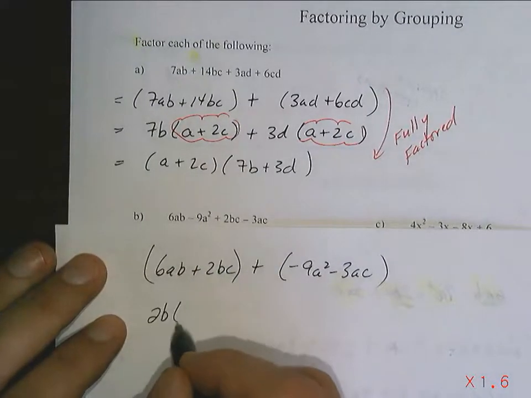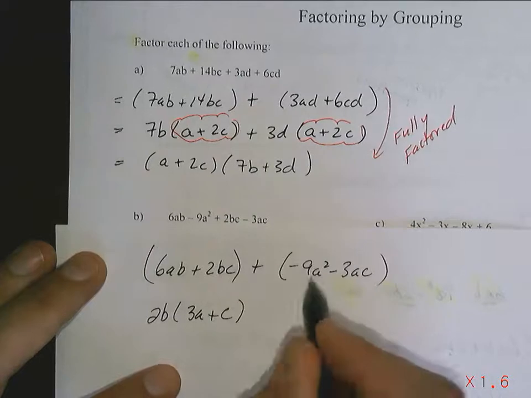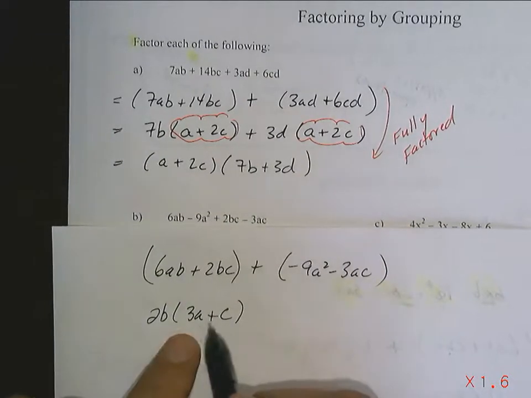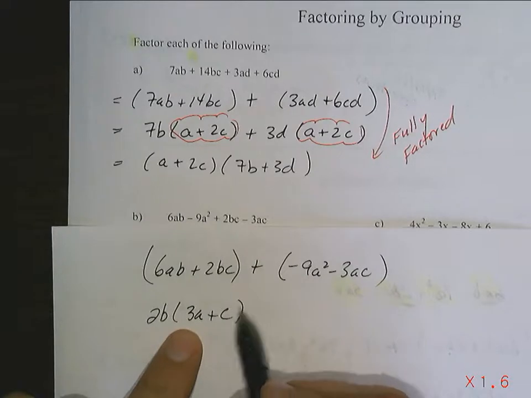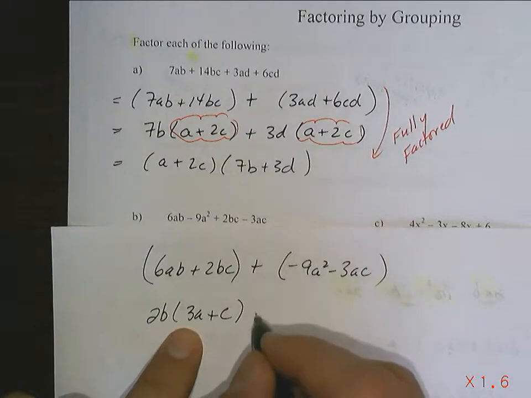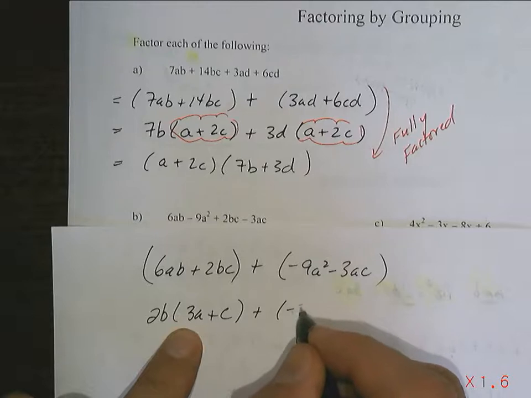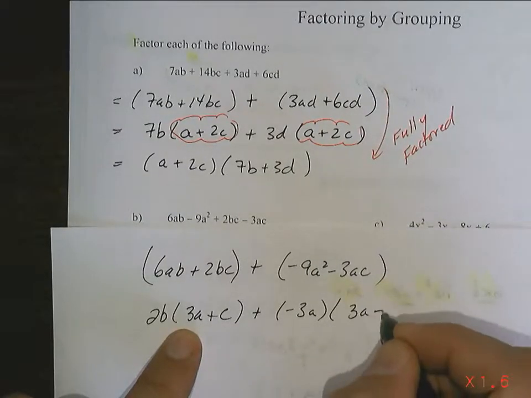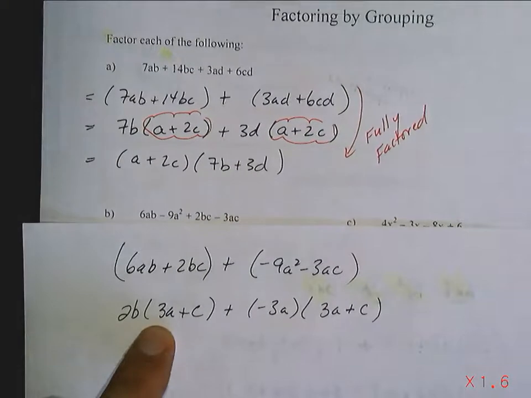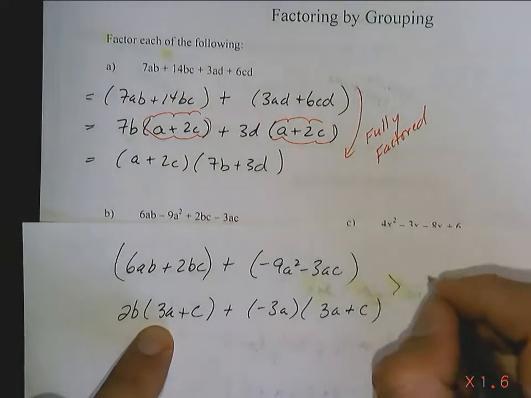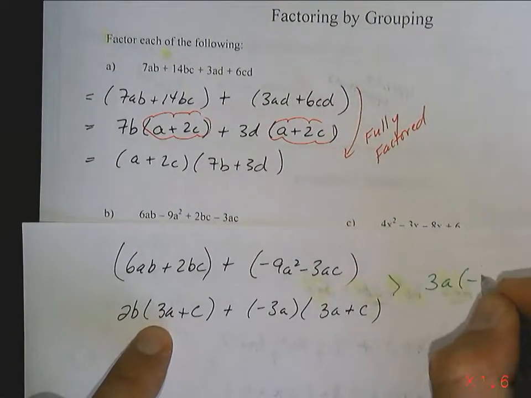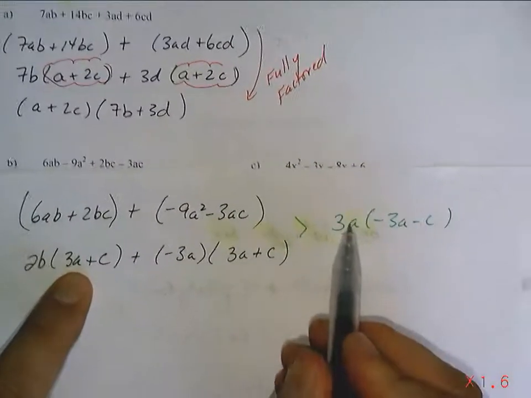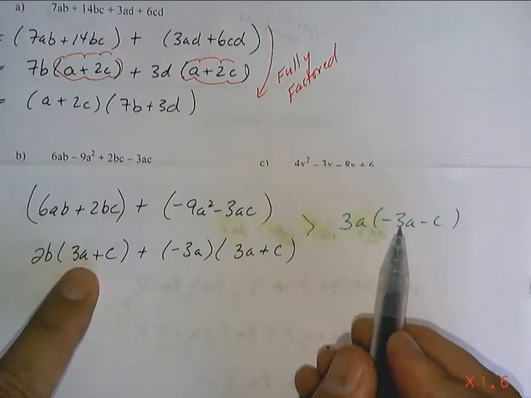So a 2b will give me my 3a plus c. Now this one, I have a negative and a negative. And I'm hoping to get a binomial that looks like this. So I'm going to common factor out a negative 3a. And that's going to leave me with 3a plus c. Now if you don't factor it that way, you're going to factor out a 3a. You're going to be left with negative 3a minus c, which doesn't match up. So you're going to have to common factor out a negative out of here to change those signs anyway.